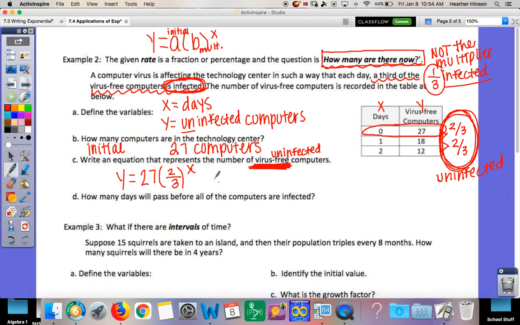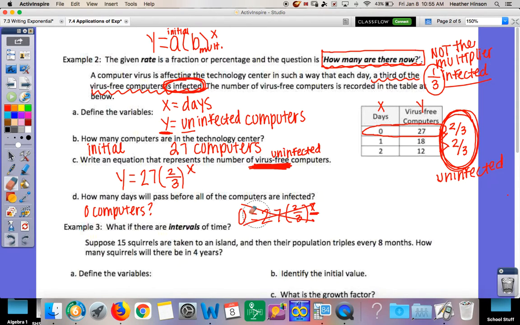So how many days before all the computers are infected? So basically, when are you going to have 0 computers? So 0 virus-free computers. So we can go back to our variables. Which one is the computers? Well, that's y. Just like I said on the other problem, if we have to plug into y, we cannot solve this. We cannot get rid of this x right here. There's no way to do it. So if you have to solve for x, you cannot do it like this.